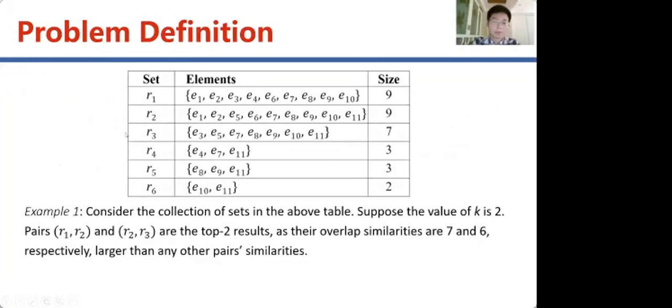Here is an example. For simplicity, we consider the self-join case. The collection of sets is in the above table. Suppose the value of K is 2. Pair R1, R2, and pair R2, R3 are the top two results, as their overlap similarities are 7 and 6, respectively, larger than any other pair similarities.